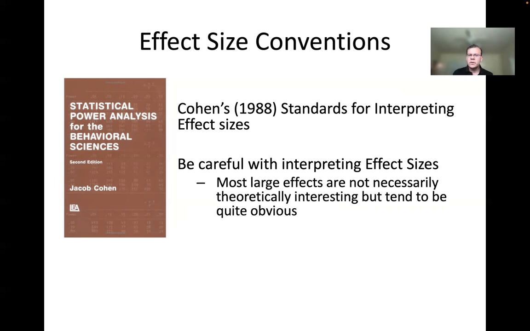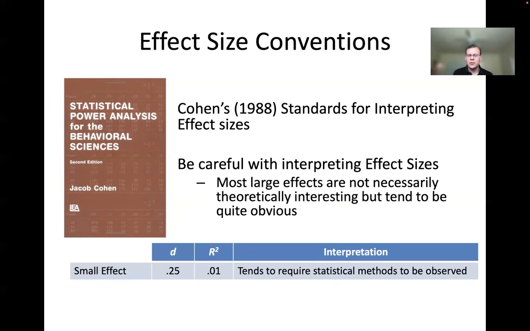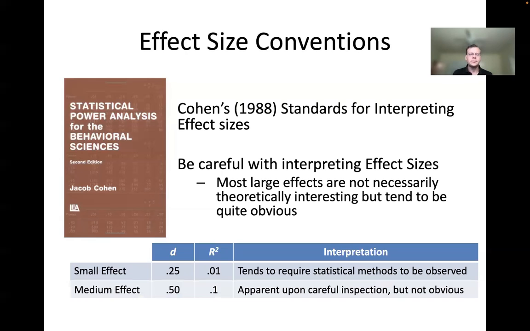So when Cohen wrote his book, he noted that a small effect, something with an R-squared around 1%, is likely to be something that we need to do some sort of statistical analysis to detect. We really do need to do some sort of modeling of our data in order to extract the association. It's not going to be observable just from walking around.